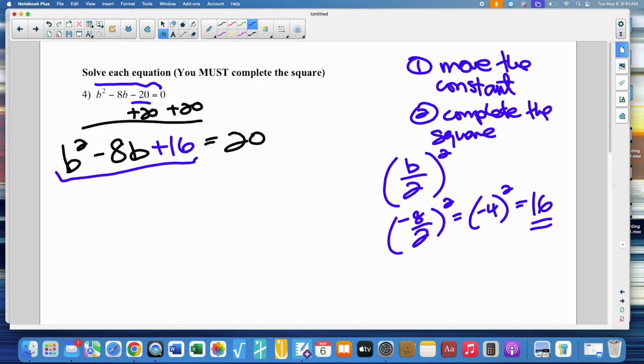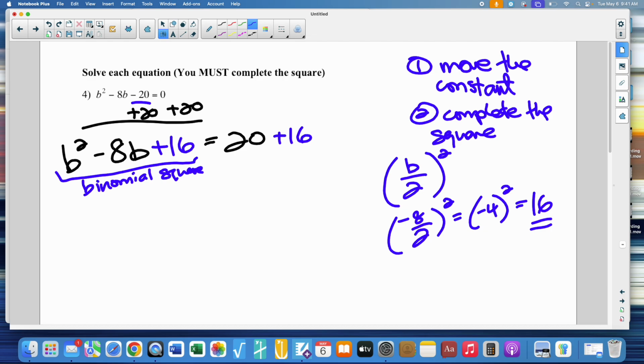That was not a binomial square, so it didn't really benefit us. This is way more beneficial. This is now a binomial square. And we brought this 16. We put this plus 16 on the left side, so we must remember that we have to balance the equation by adding 16 to the other side.